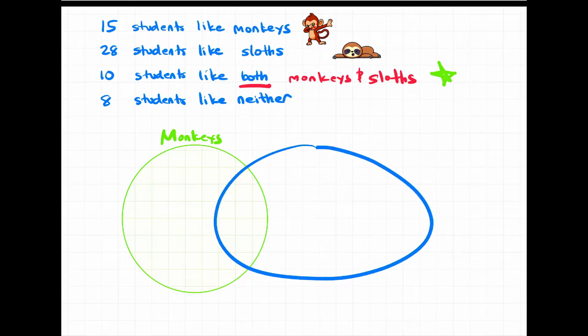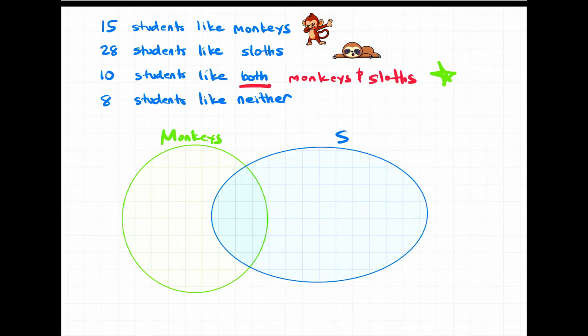And we'll make another one right here, which is going to be sloths. Okay, and we're going to start off, like I said, with the both. So how many like both? Well, in this case, we've got 10 students that like both. So we know that they like monkeys, and we know that they like sloths.